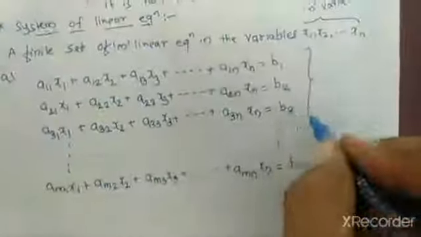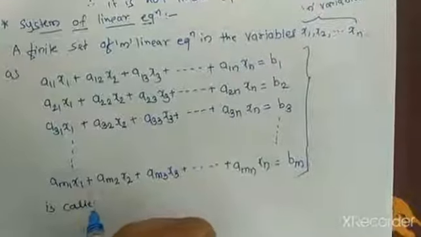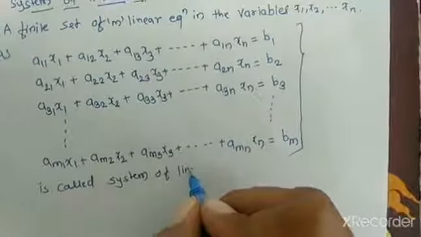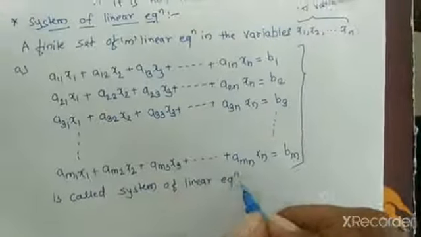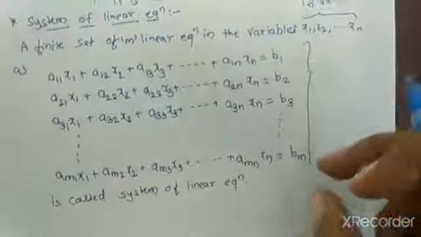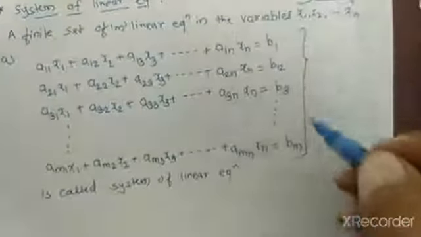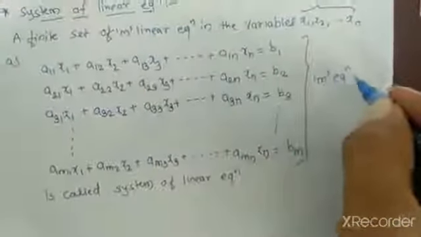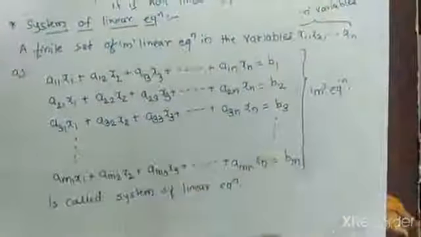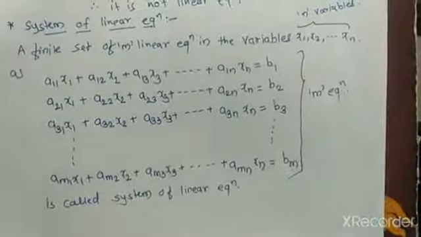Okay, therefore this is called system of linear equation. This is a collection of linear equations, so it is known as system of linear equation. In that there are m equations. Number of equations are m and number of variables are n, so it is also known as a system with m linear equations and n variables.